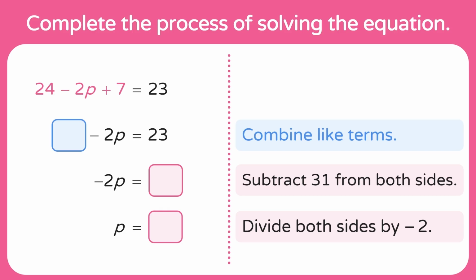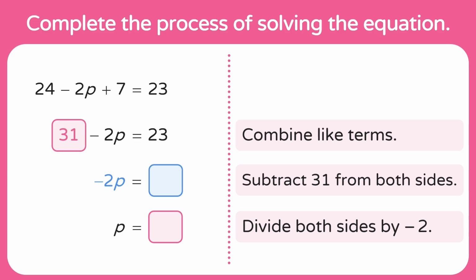The like terms on the left side of the equation are 24 and 7. 24 plus 7 is 31. So, 31 goes in this blank. The next blank we need to fill in is on the right side of the third equation. Negative 2p equals blank. To get the variable term all by itself, we need to get rid of the 31 on the left side of the equation.